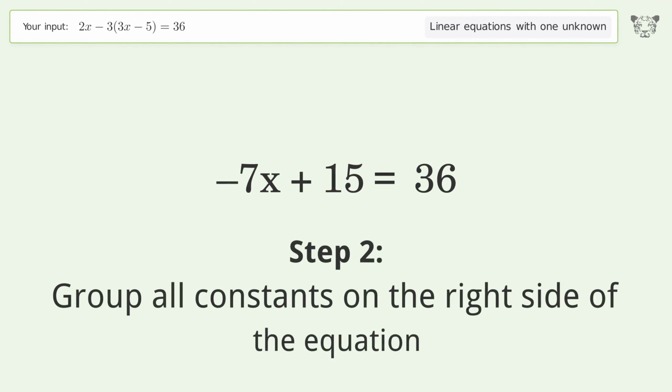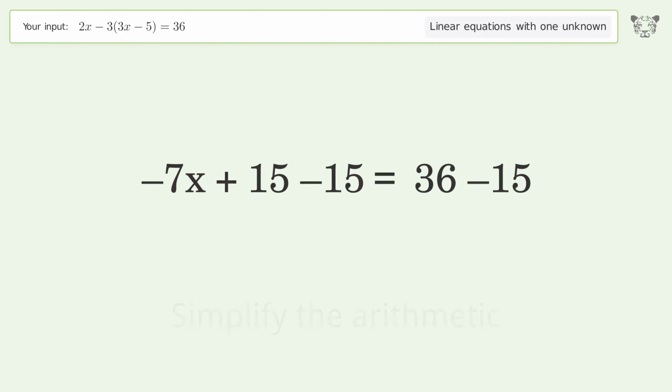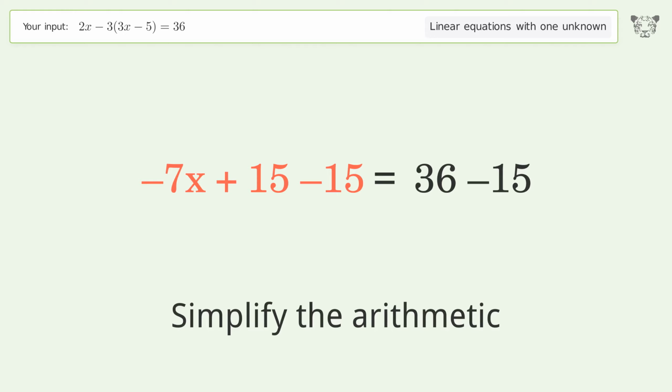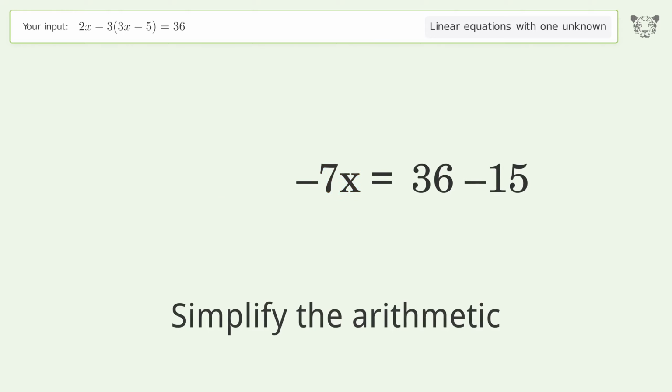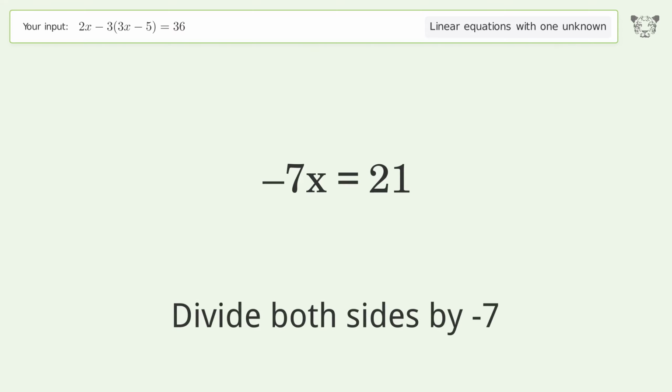Group all constants on the right side of the equation. Subtract 15 from both sides. Simplify the arithmetic. Isolate the x. Divide both sides by -7.